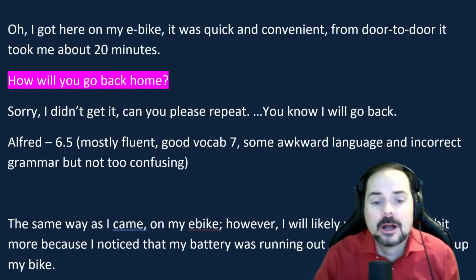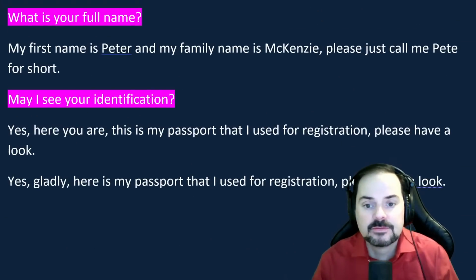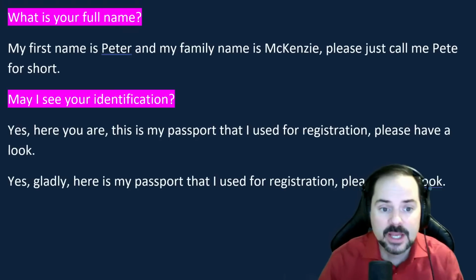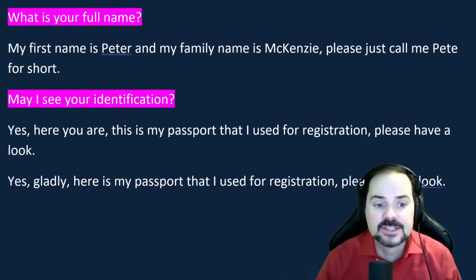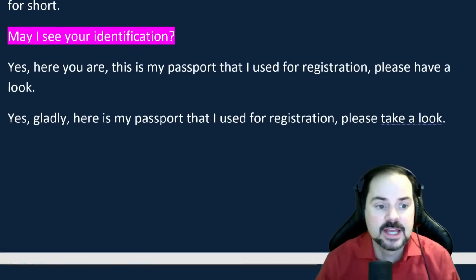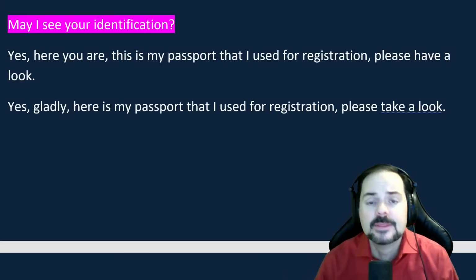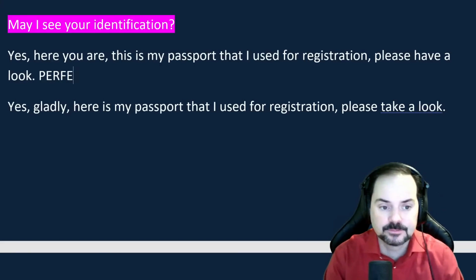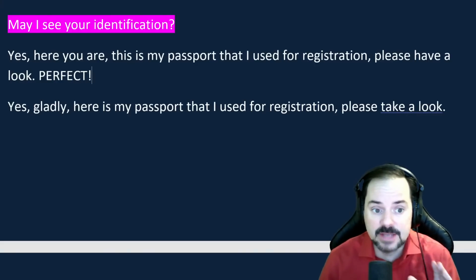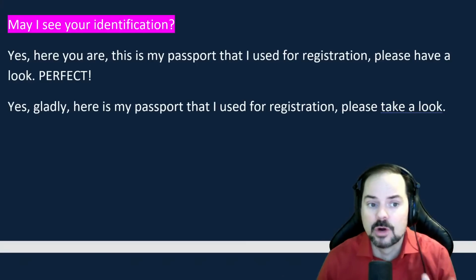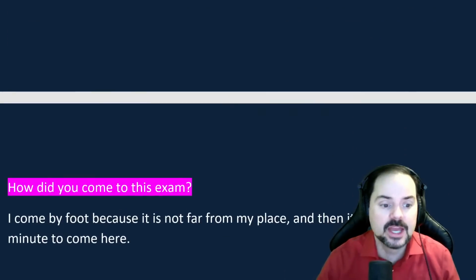Okay, now let me give you some specific feedback because you've practiced now for a while and you've had a chance a few times to volunteer, which is great. It's a great way to improve. So I asked you if I can see your identification, and you said, yes, here you are. This is my passport that I used for registration. Please have a look. That was a perfect sentence, okay? It was really good that you started perfect, okay? No mistakes. That was excellent. Good job. That's what you want. You don't want mistakes with the first sentence. Just sounds really bad.